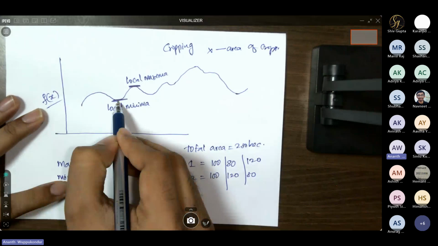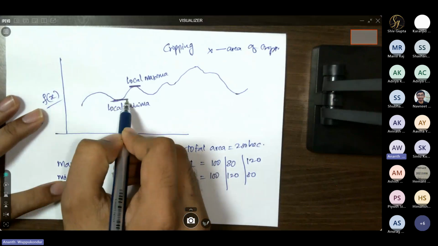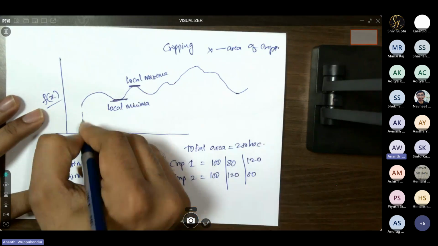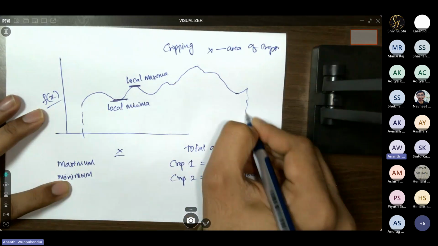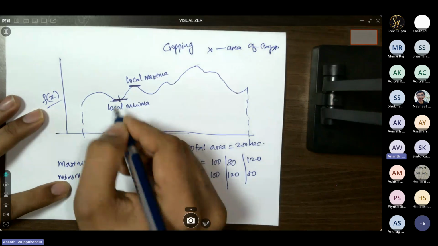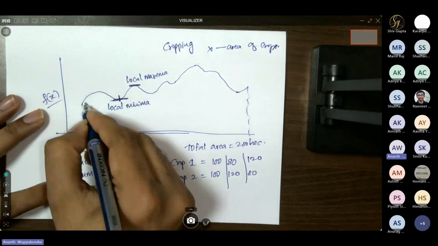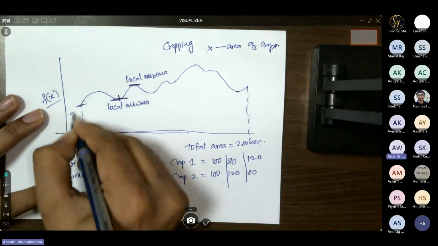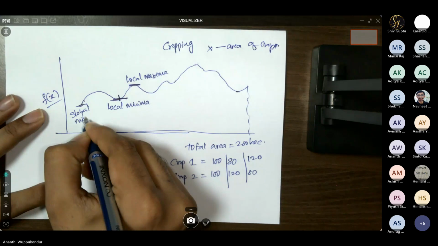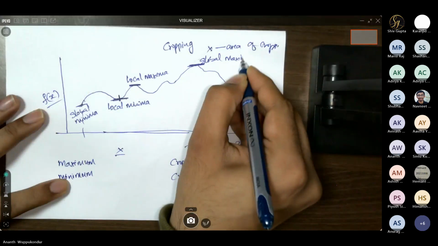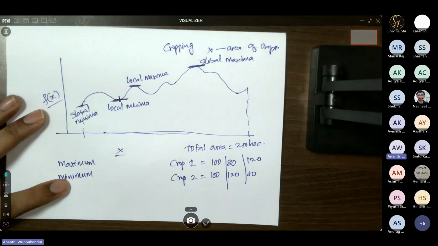So even though f of x is the lowest point here, it may not be the global lowest value. So if you consider f of x from here until here, from left to right, our point here, the local minima, is not the lowest point for the complete f of x. So the global minima may be here. And the global maximum for f of x would be here. So for any function, we have local minima, local maxima, and global minimum and global maximum.